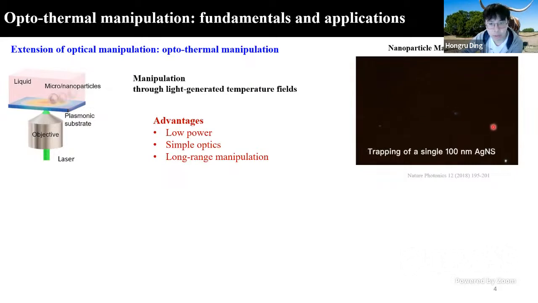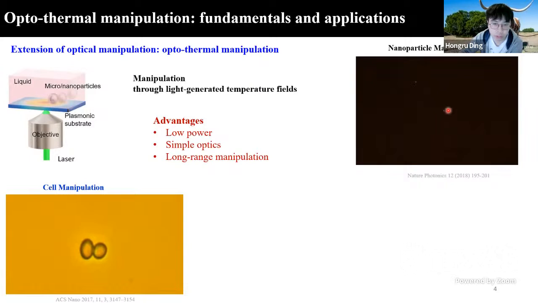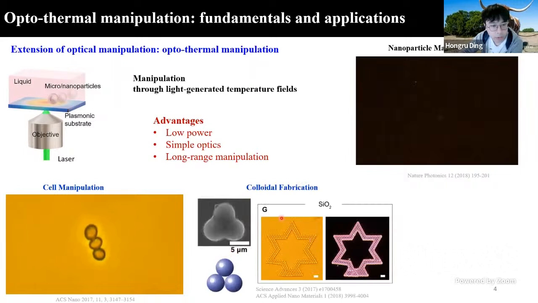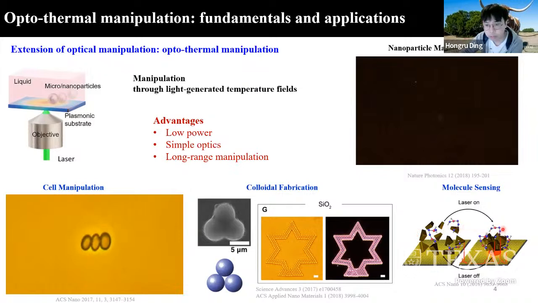Here are some examples. We can use the optothermal manipulation platform for nanoparticle manipulation. Especially in this work, we achieved the manipulation of metallic nanoparticles smaller than 100 nanometers. That's very challenging for the Nobel Prize technique. We also achieved cell manipulation. You can see this is yeast cells. We can also use it for colloidal fabrication, and we can also do some molecular sensing.